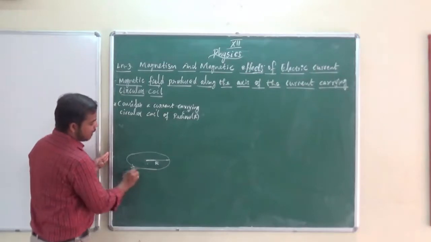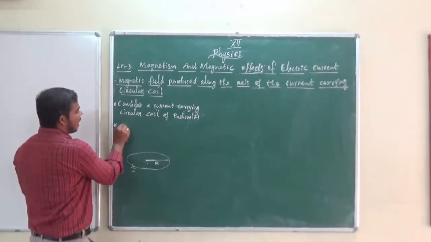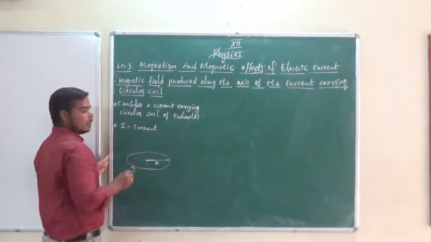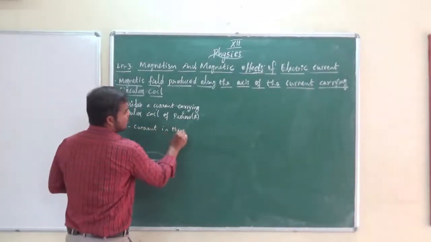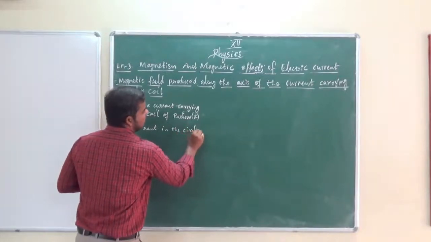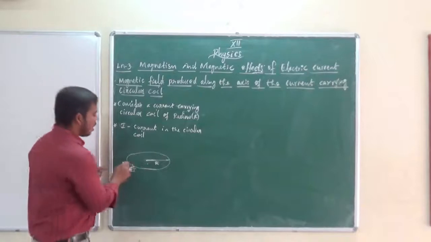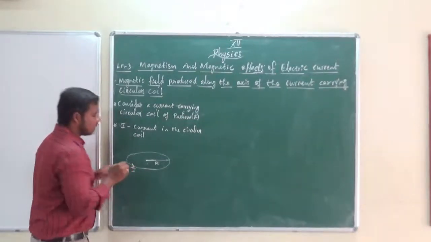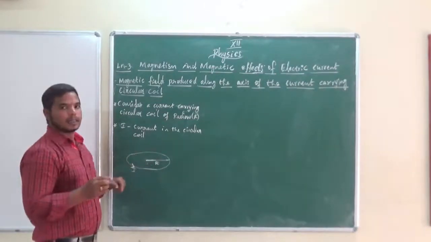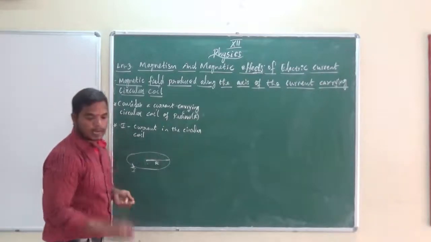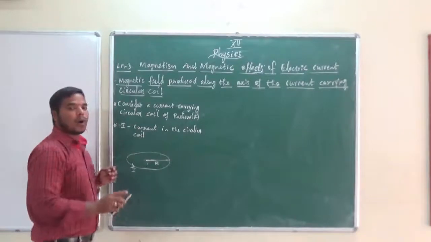Then current carrying. Here, I means current in the circular coil. So current flows in the circular coil. I mention the arrow mark in the diagram of the circular coil, which is the direction of the current in the circular coil.